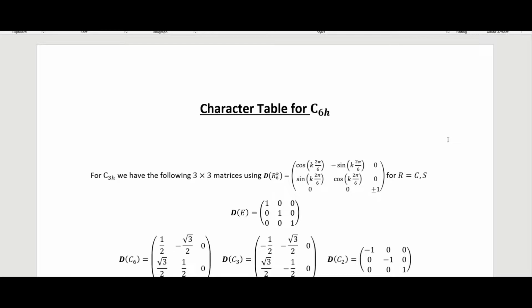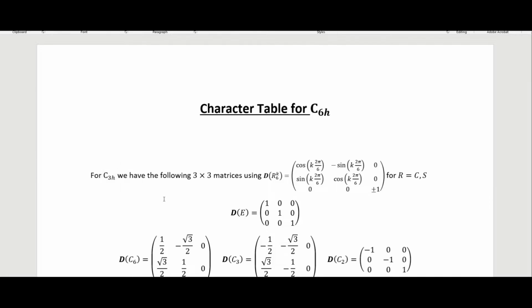I know what the table for C6h is supposed to be, and so that helped guide my thinking as I went through this. But other than that, all of this is going to be my thought process, so I guess this is the Thomas Harper version of how to derive the C6h character table. All right, so with all that out of the way, let's start here.